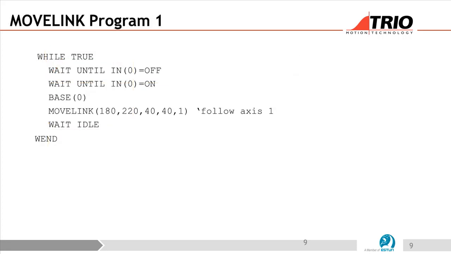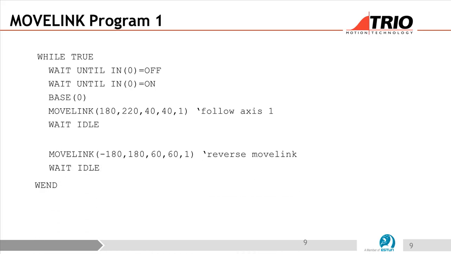So the MoveLink can be used like that. In that particular case, it's waiting for the rising edge of an input, and just triggers it and makes it follow forwards. You can actually go backwards as well, so we can put a reversing MoveLink in that will retract it back to the original position again. And you can see on that one, I've not obeyed the synchronization rule. I've just put 60 and 60 and 180 in there. That's just to get it back quickly. We're not interested in synchronizing when we're going backwards. We just want to get back quickly.